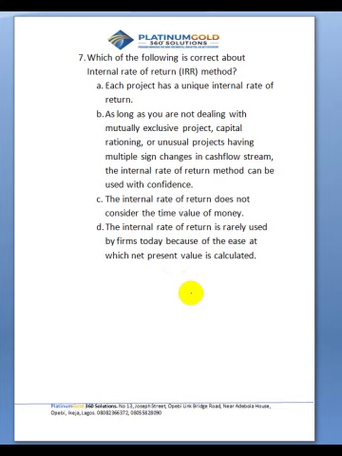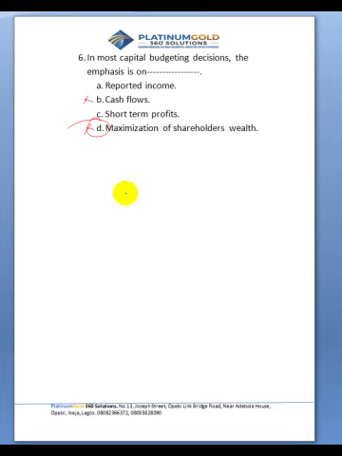Okay, which of the following is correct? Every other one is not correct, except that the internal rate of return is rarely used by firms today because of the ease with which NPV is calculated. Yes, I think I'm okay with this. This is okay for that. Okay, so that is the end of this.